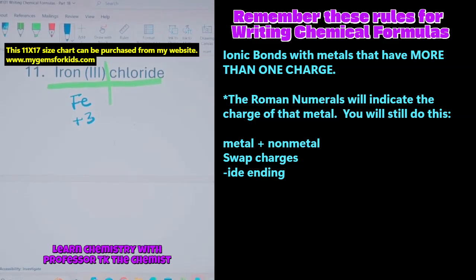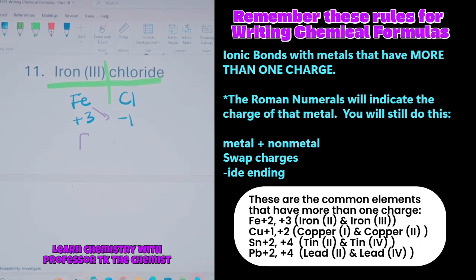So what you're going to do right here, you're going to look at chloride, okay, which has a -1 charge, and then just swap. Again, iron takes on the 1 and chlorine takes on the 3. And there's your formula. So if you put FeCl3, that is your answer.